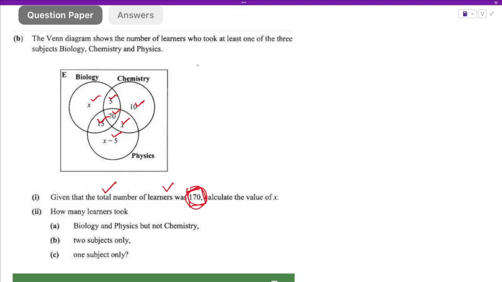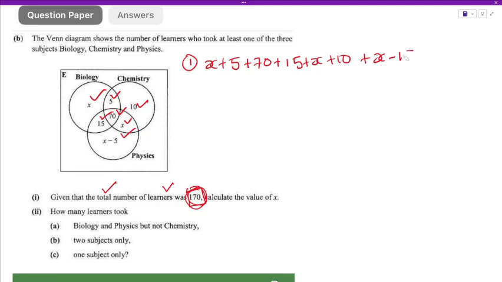Okay, so I'm going to say x plus 5 plus 70 plus 15. Make sure you capture all the values. Don't miss out any values. So I've captured x, 5, 70. I now need to capture 15 and x. So 15 plus x plus 10, plus x minus 5, plus x minus 5. Then what region is linked to these values? They said the total number is what? 170. So I'm going to equate it to 170, and then solve for x.